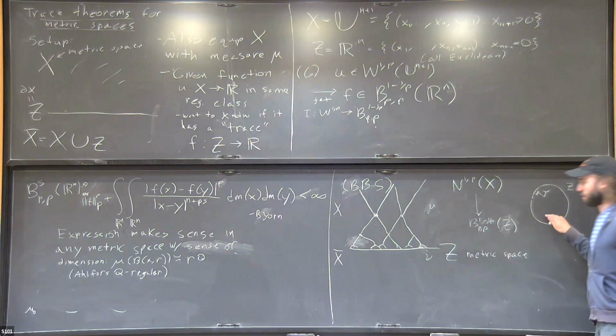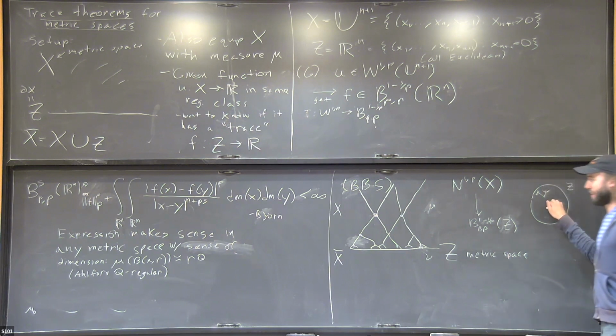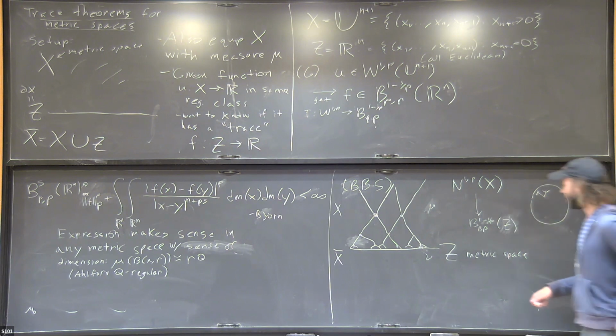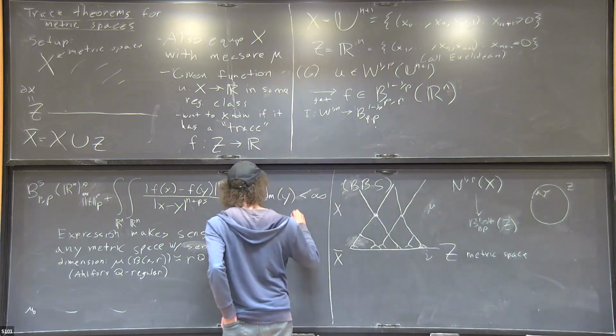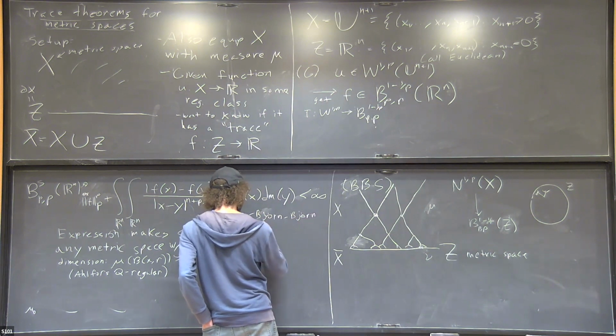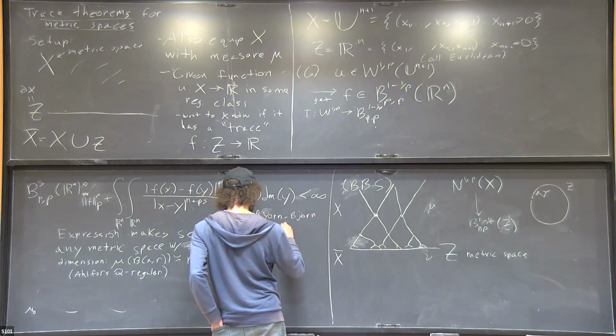But there were some technical issues with taking what they did and looking at metric spaces that could be unbounded. And so what I was working on was the unbounded picture, and I ended up with this kind of thing here. And these people are Bjorn, well, two Bjorns, and Shanmugalingam.